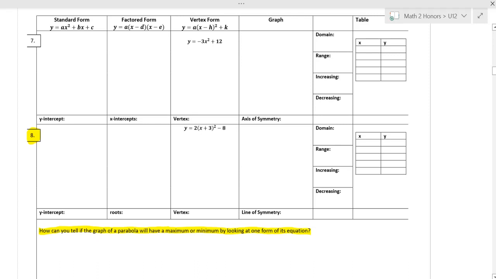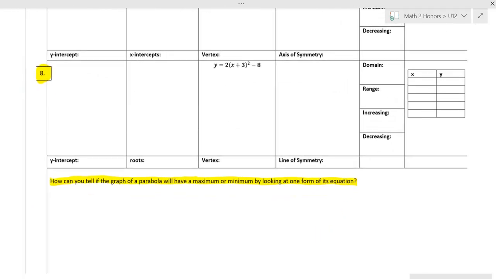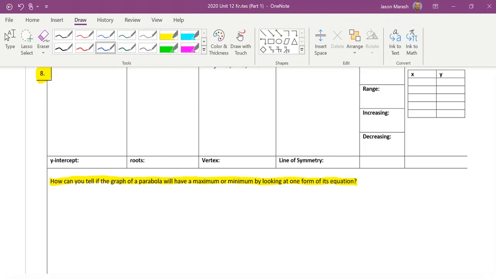Go over the problems from section 12.2 that I did not go over in the notes with you guys. And we're going to start with number 8. Notice on number 8 we are given the vertex form. If you're given the vertex form, you can find the vertex.